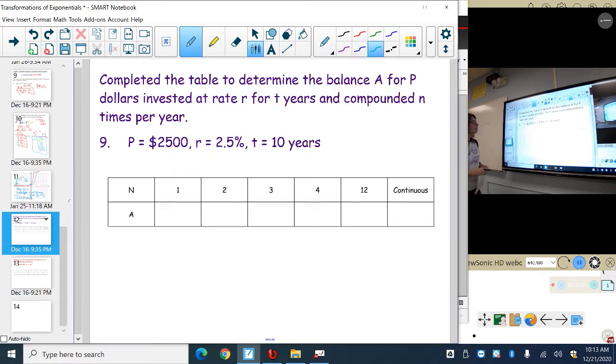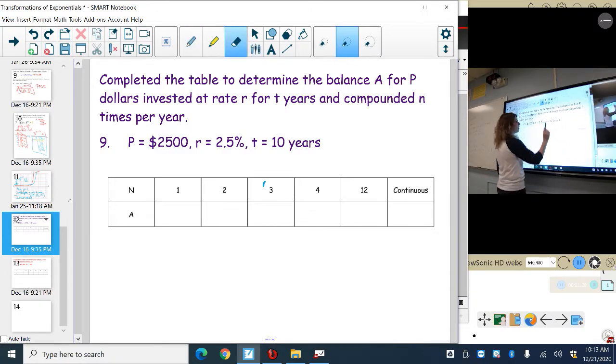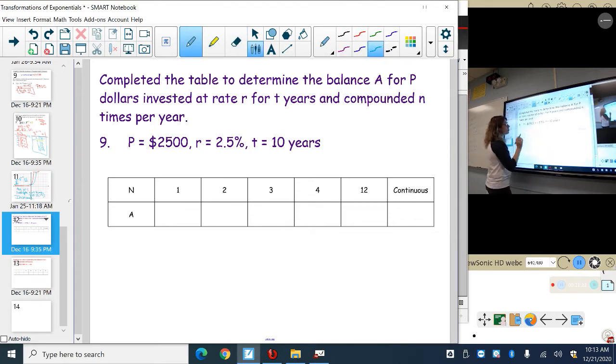So the next one is going to be number 9. Complete the table to determine the balance A for P dollars invested at rate R for T years and compounded N times per year. Okay, I am compounding it once, twice, 3 times, 4 times, 12 times, and I'm compounding it continuously. You need to do this and work smarter rather than harder.